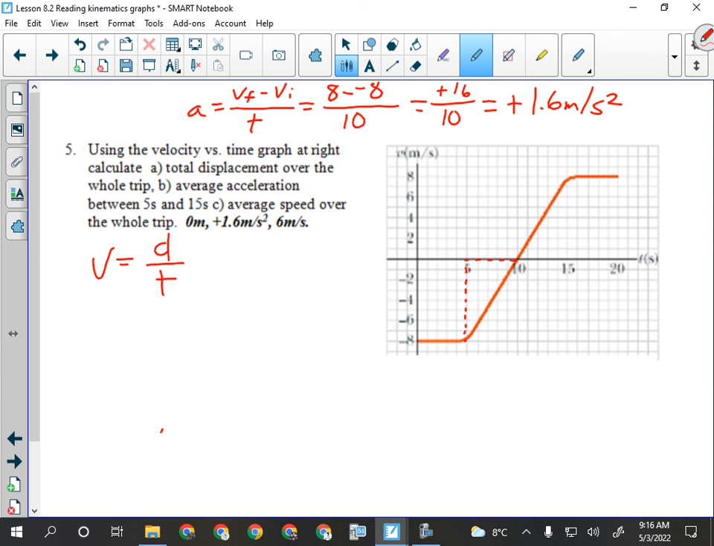Okay, this is going to be -8 times 5, that's 40. This is going to be -8 times 5 divided by 2, 20. 60 plus 60 is 120. 120 divided by 20 seconds is 6 meters per second. Okay? Everybody all right with that? Yeah?